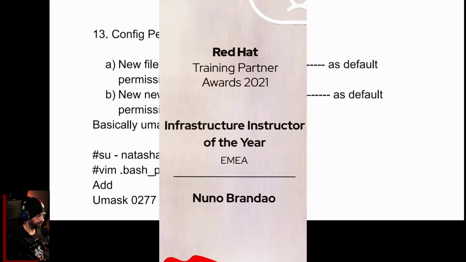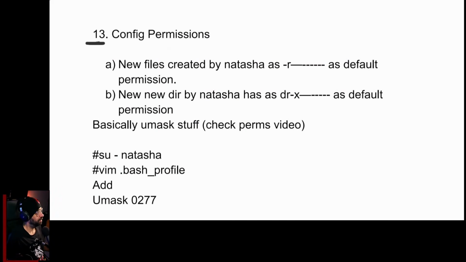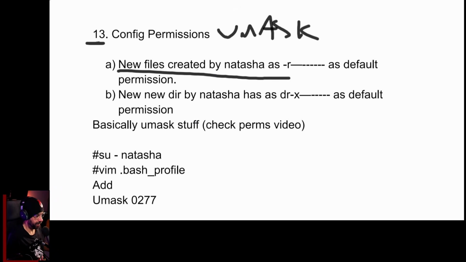Let's check the next one. Next one is question 13 about permissions. Basically, it's about the umask, okay? So they say something like this. New files created by Natasha have this permission as default. New dirs by Natasha have this by default.